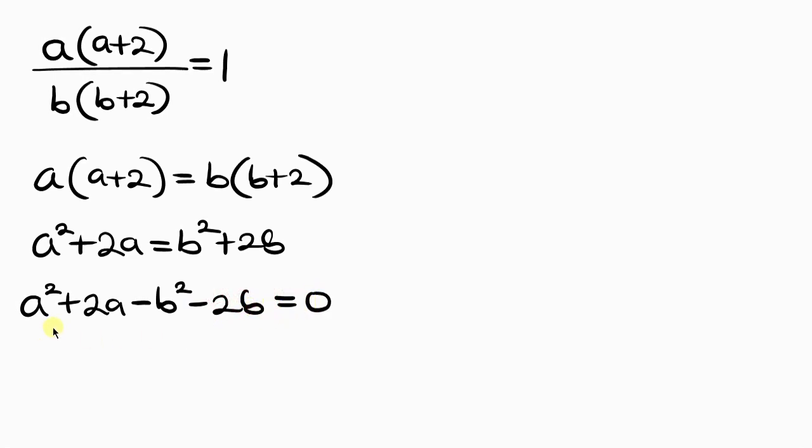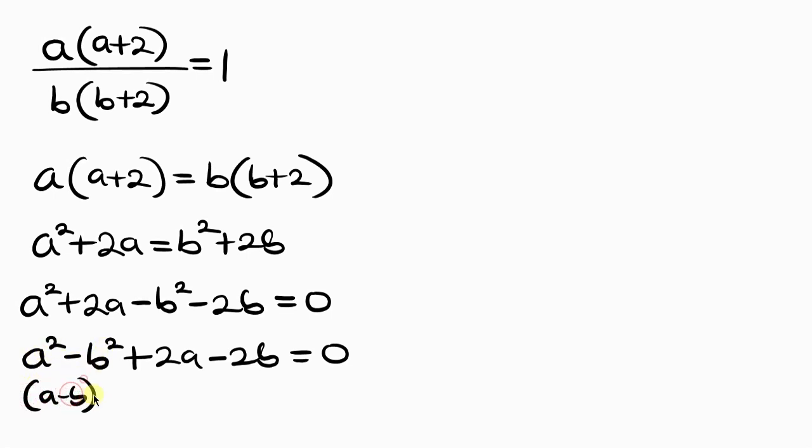Now let's rearrange. We're going to be rearranging the terms with the squared first. So we have a squared, now minus b squared. You see that? Very good. So plus 2a and then minus 2b, equal to 0. Now notice that this is actually difference of two squares, which can be expressed as a minus b times a plus b.